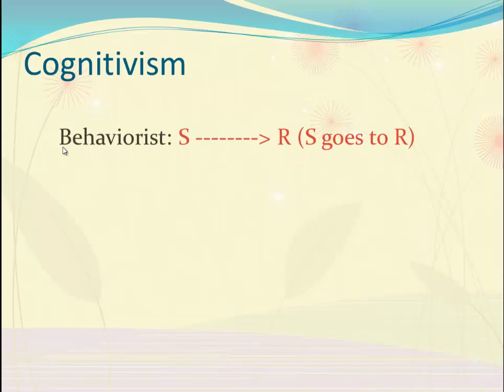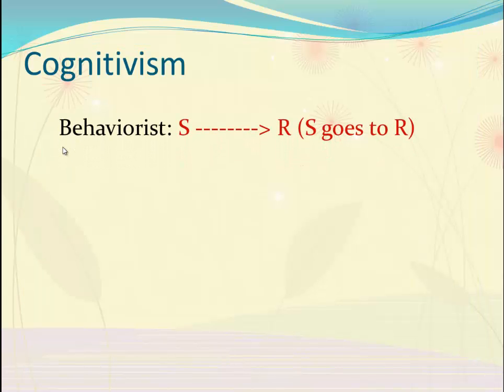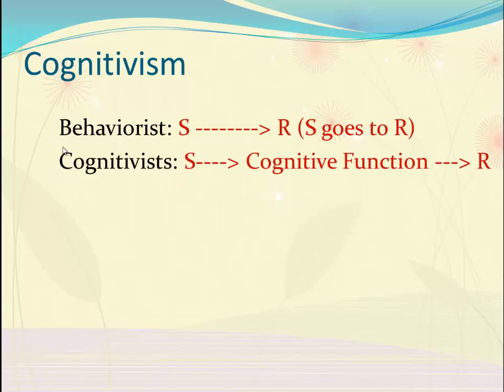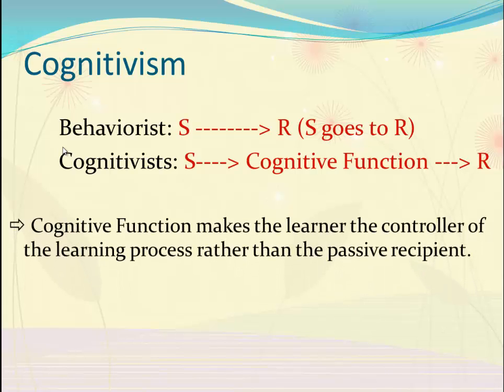In summary, in behaviorists, we have the S to R. It means that we have the stimulus that goes to response. And in cognitivists, we have stimulus leads to cognitive function and then the response. So cognitive function makes the learner the controller of the learning process rather than the passive recipient.